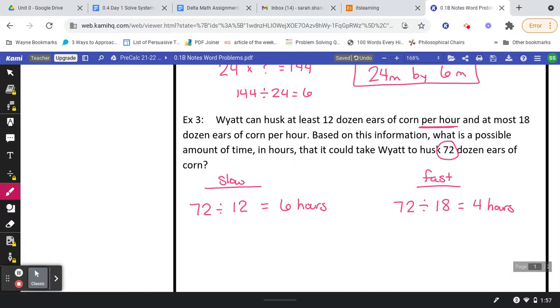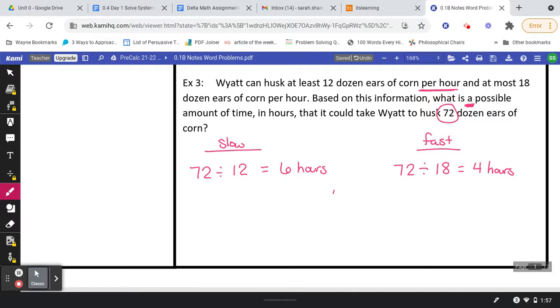Now the question says, what is a possible amount of time? So 6 hours, 4 hours, anywhere in between is fine. So you could say 4 to 6 hours.